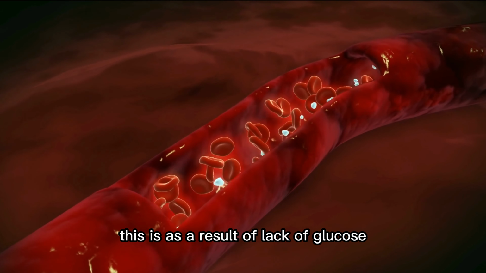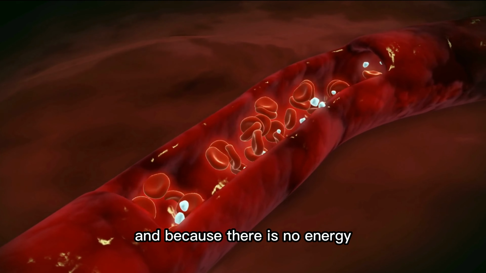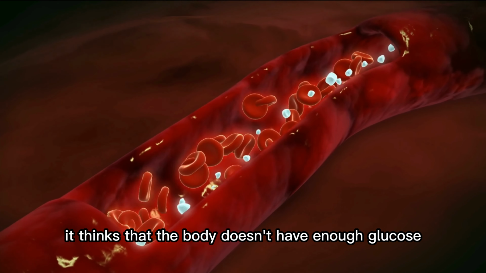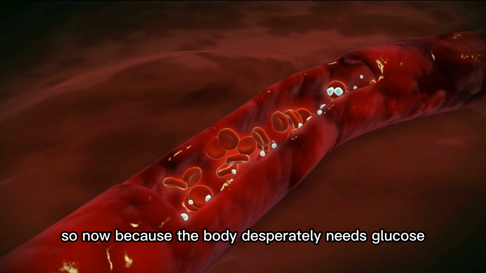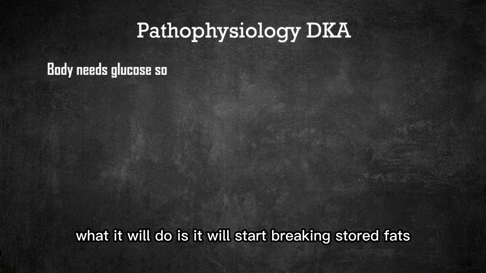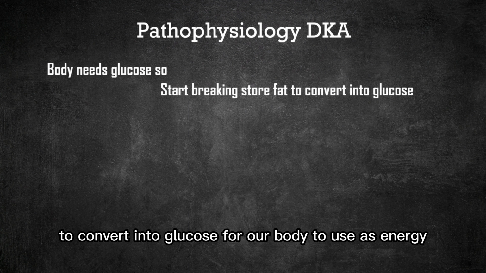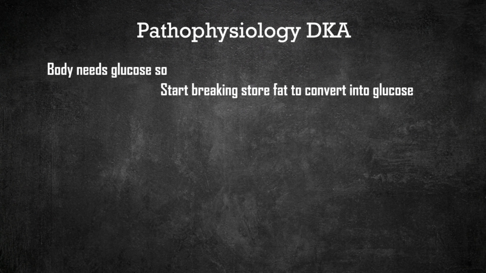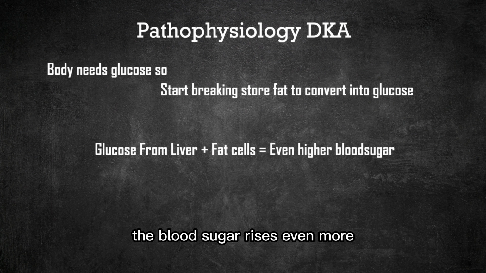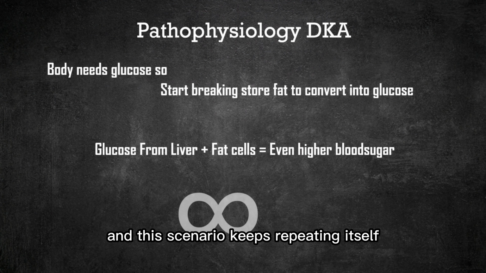This is as a result of lack of glucose in the cells, and because there is no energy, the body thinks that it doesn't have enough glucose. So now, because the body desperately needs glucose, it will start breaking stored fats to convert into glucose for our body to use as energy. With glucose from the liver and fat cells, the blood sugar rises even more, and this scenario keeps repeating itself.